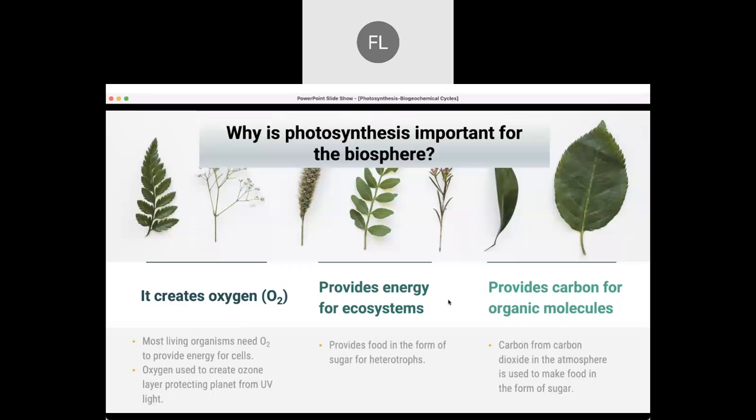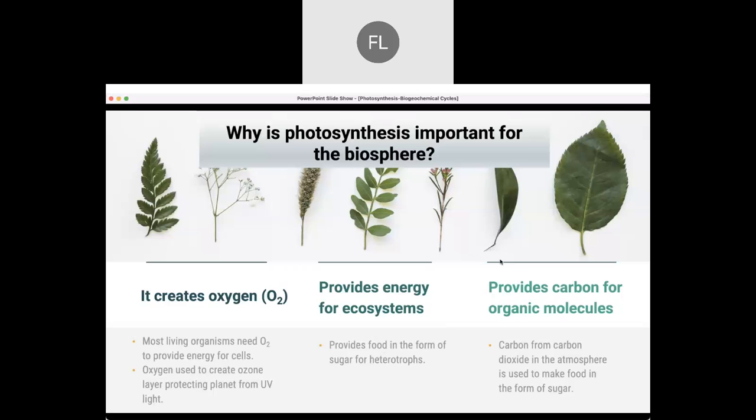Now, another reason that photosynthesis is necessary is it provides energy for ecosystems. For that, I'm referring to the fact that autotrophs perform photosynthesis. They are the producers for all of our ecosystems, most of our ecosystems. So, by conducting photosynthesis, these autotrophs are making sugar, and all living organisms depend on this for life.